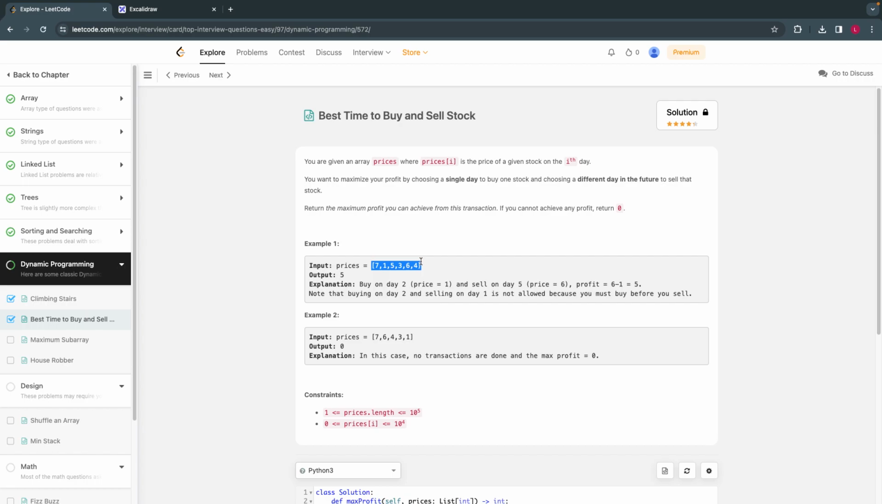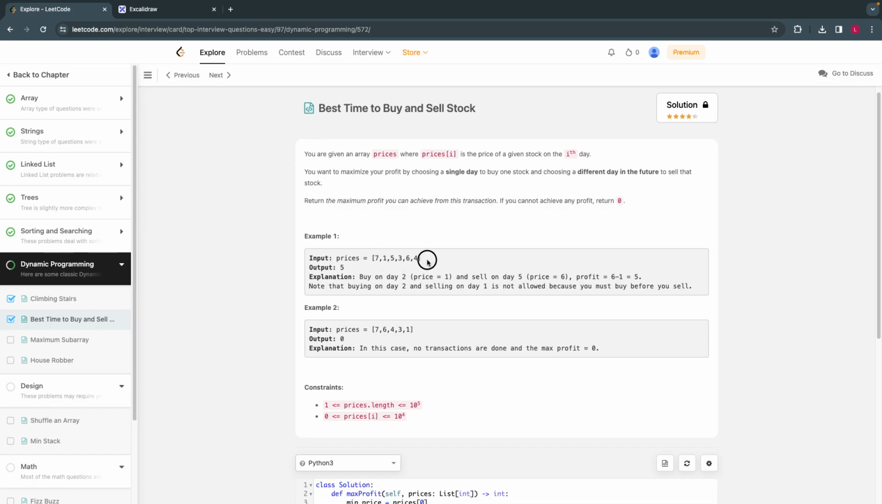So how do you get a profit? You basically have to check when you bought and then what is the highest price you are getting. That's where you basically sell the stock, right? The best time is the maximum profit. So you return the maximum profit you can achieve from this transaction. That's what they are trying to say here.